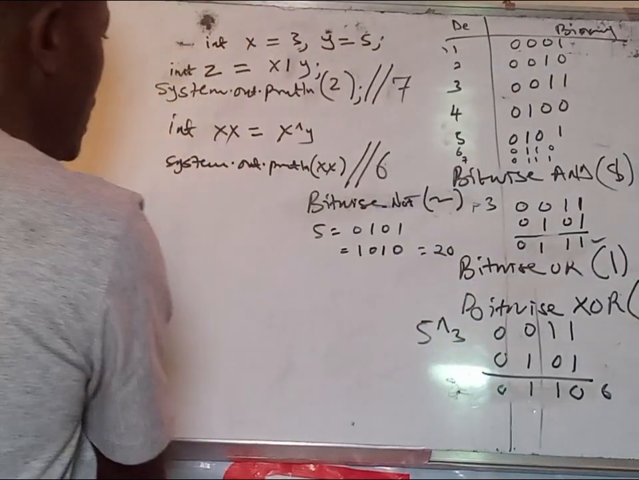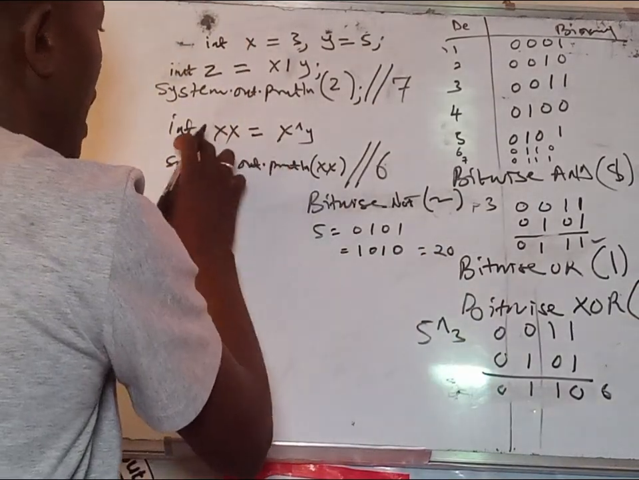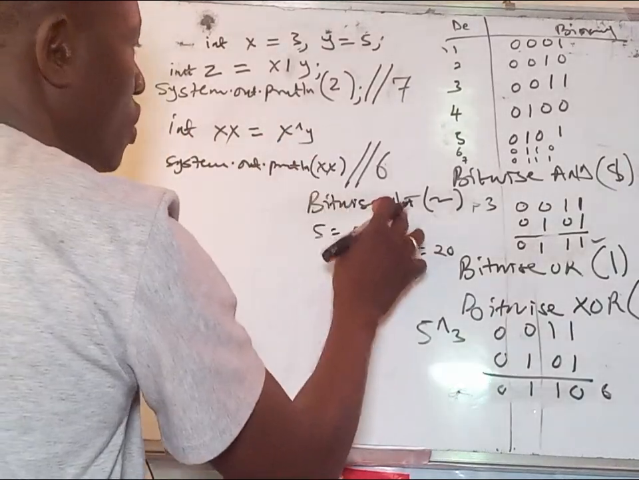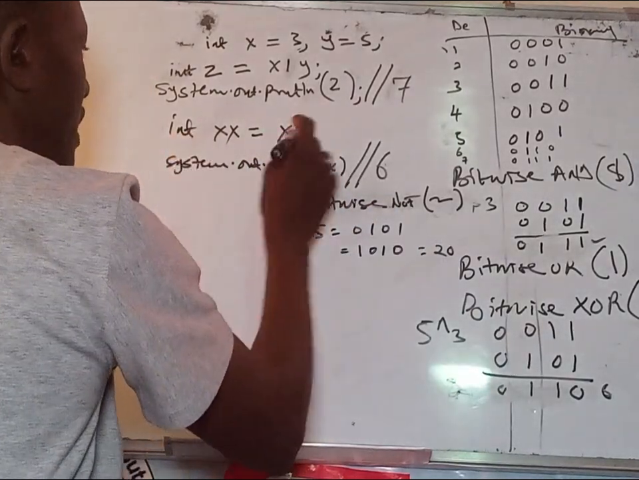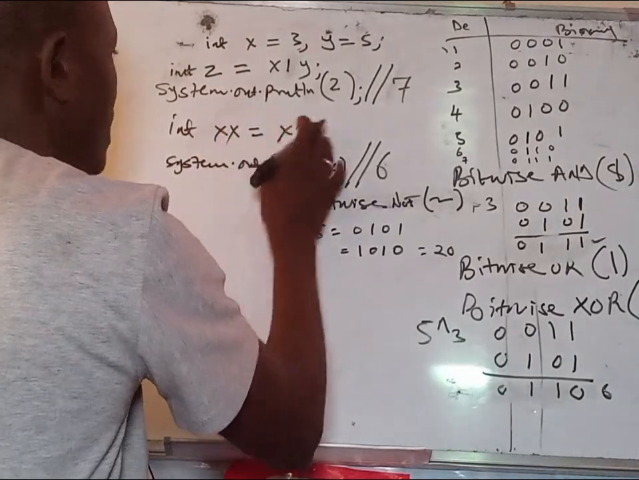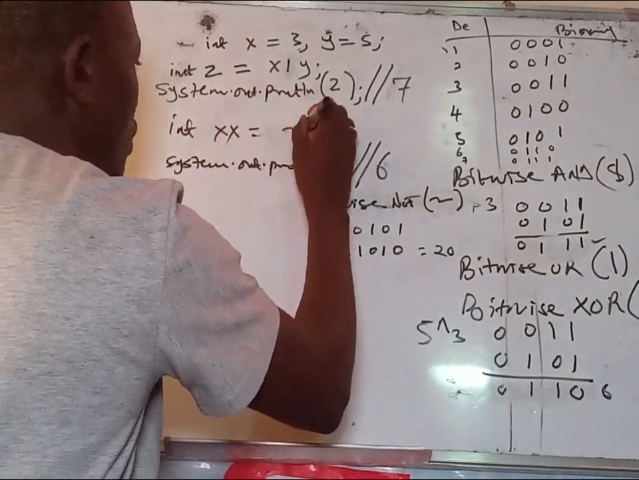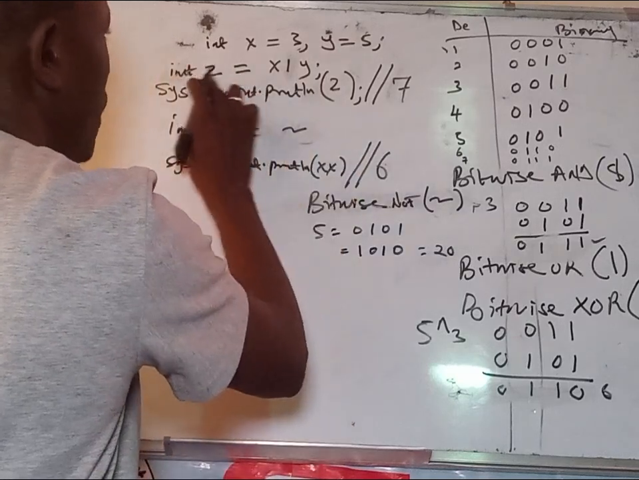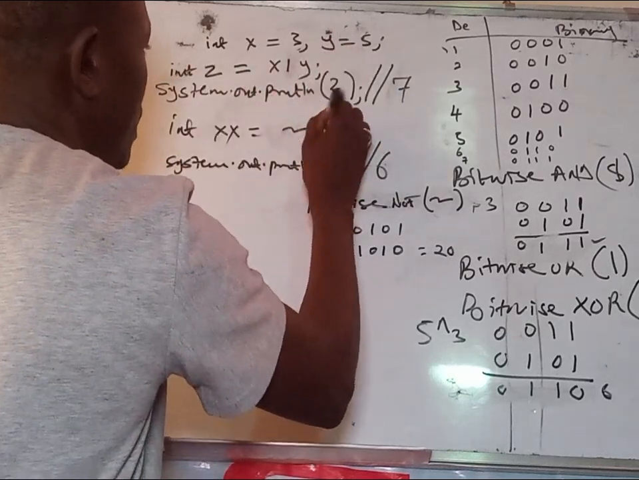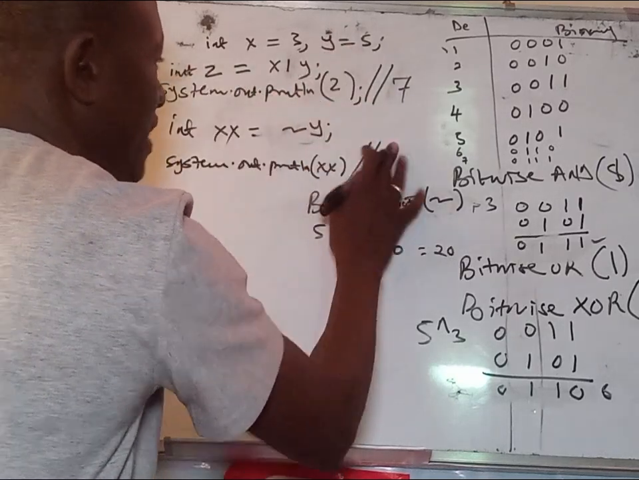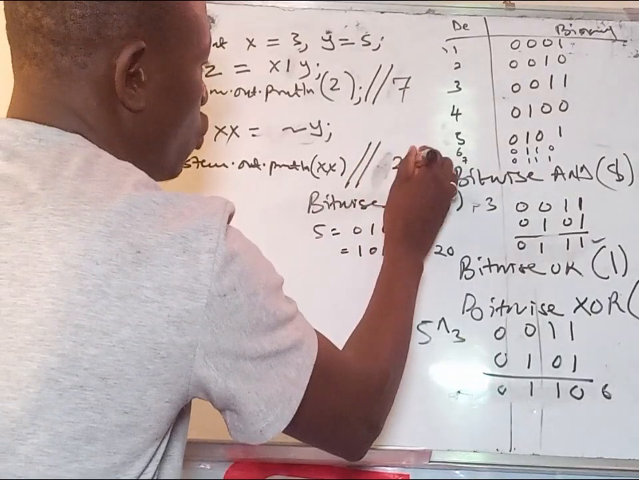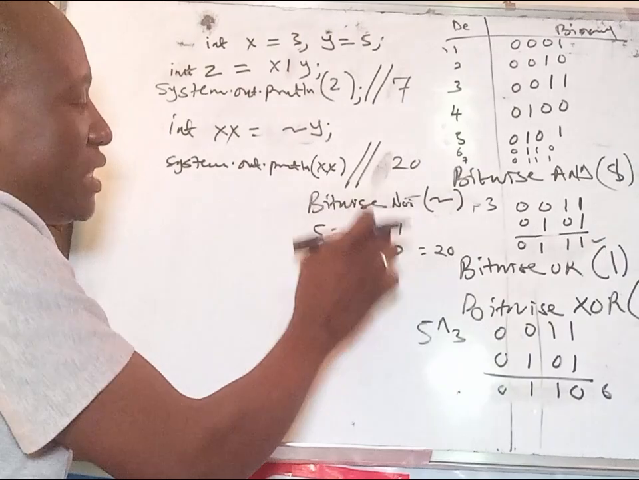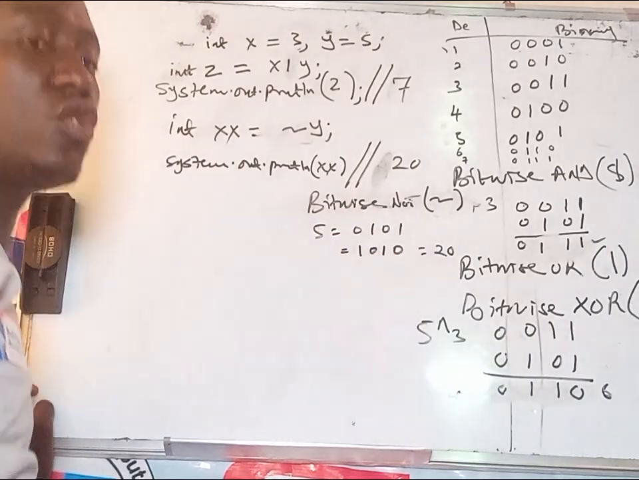So definitely, if you're printing the NOT of this, it is going to be, let's say, XX, and you're having your tilde of y, where y is 5. Then the result of this XX is going to be 20. So this is how you achieve this bitwise NOT.